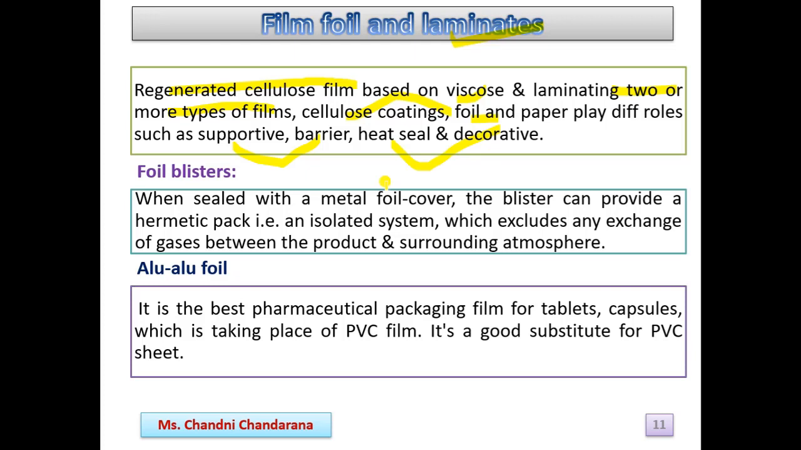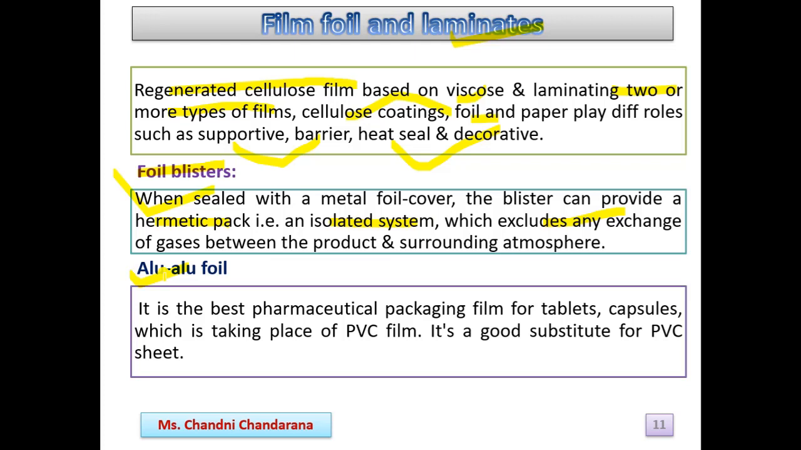These film, foil and laminates are used for strip packs, blister packs, then the liners for boxes. And the foils are of two types: foil blisters and aluminium foil. So when it is known as a foil blister, it is sealed with a metal foil cover, and the blister can provide a hermetic pack. For example, an isolated system which excludes any exchange of gases between the product and surrounding atmosphere.